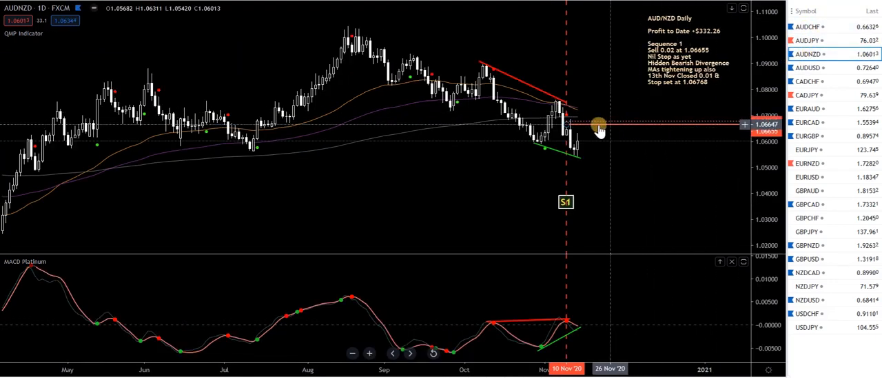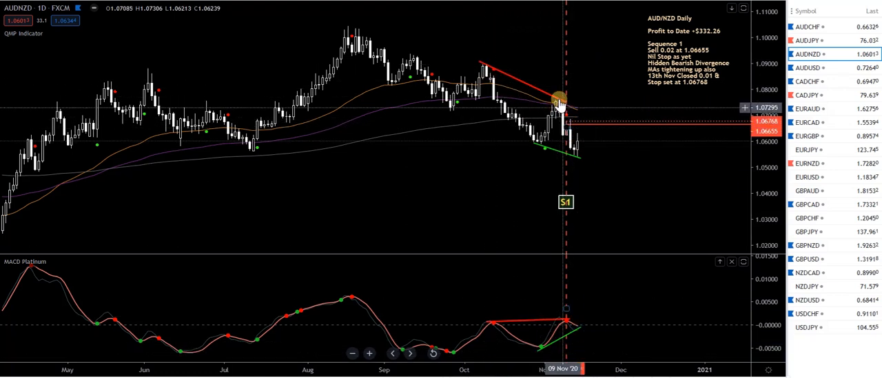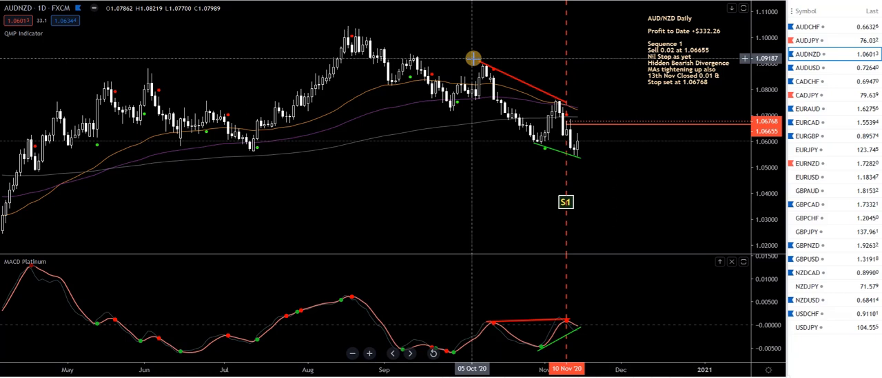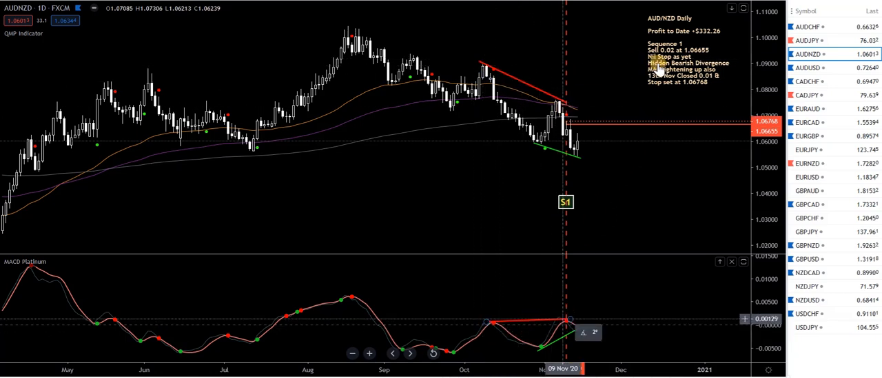Aussie New Zealand in a sell here. Now, if you read that Word document, the red lines are bearish divergence. So you can see my notes here: hidden bearish divergence on this sell. That's why I took the sell. I was pretty confident with it.